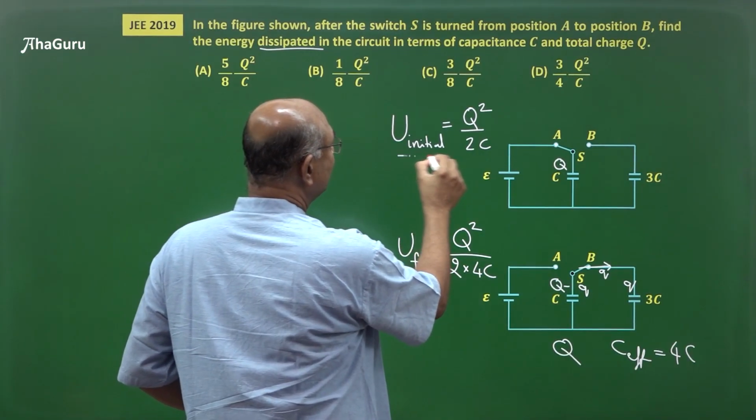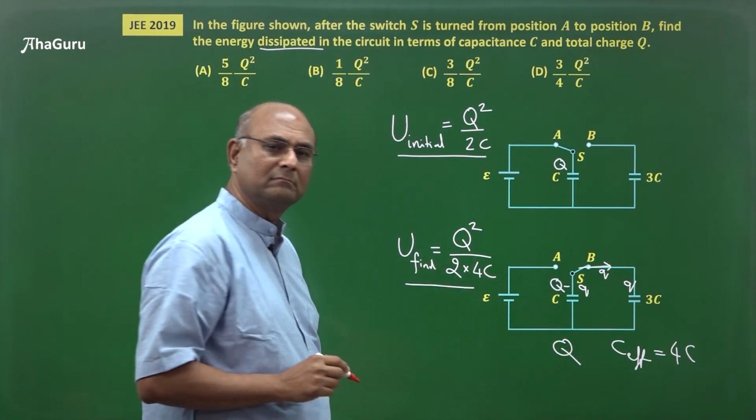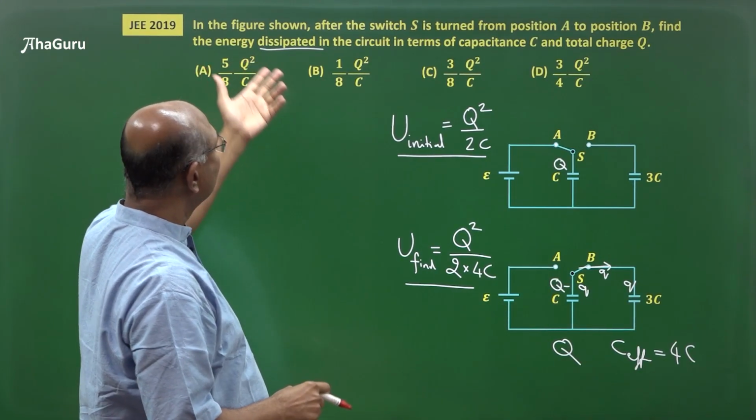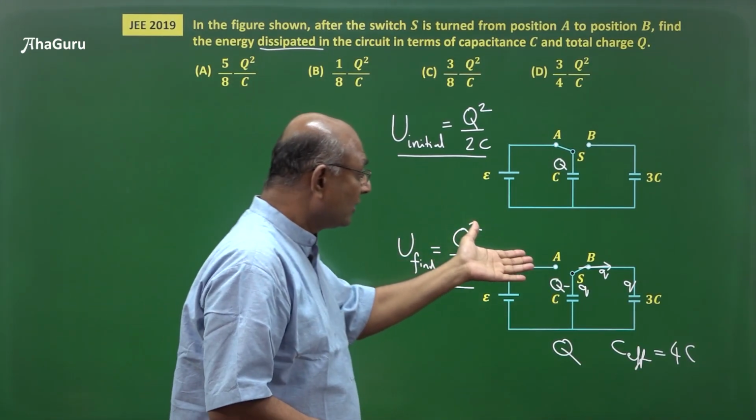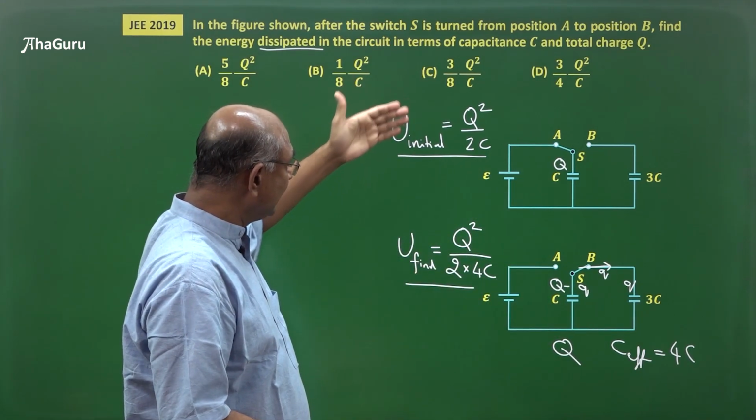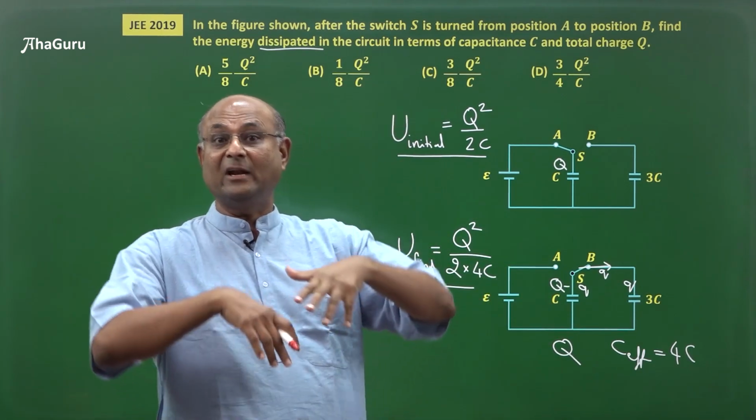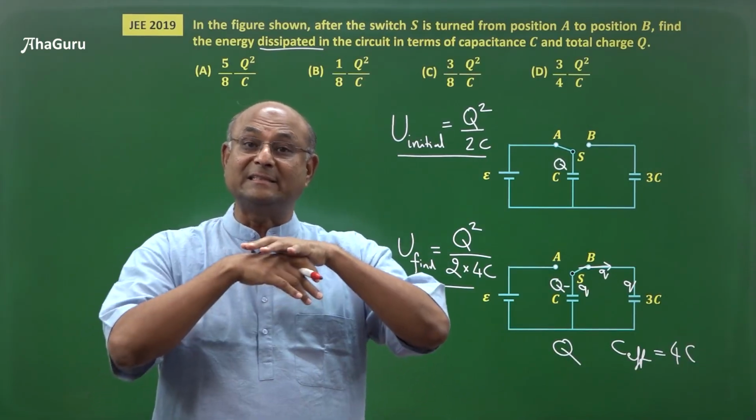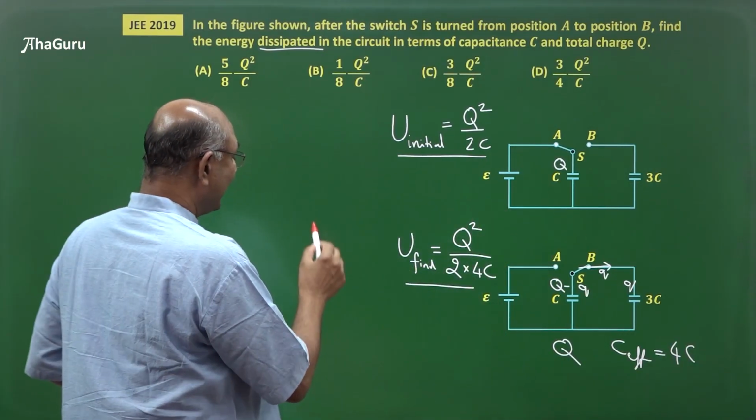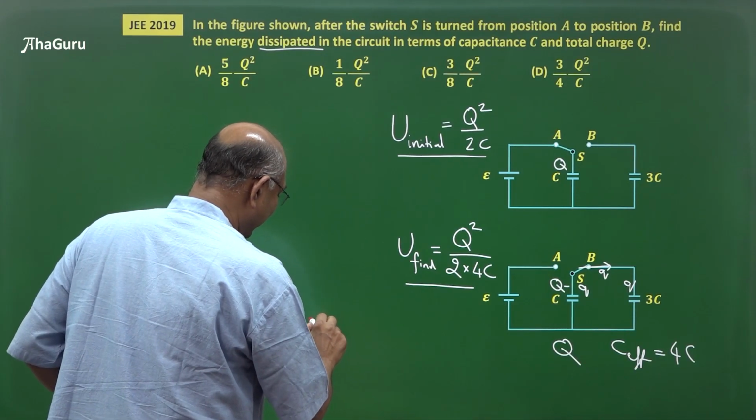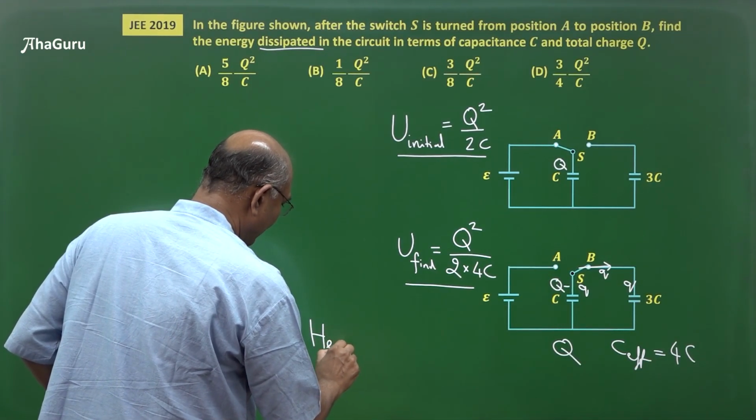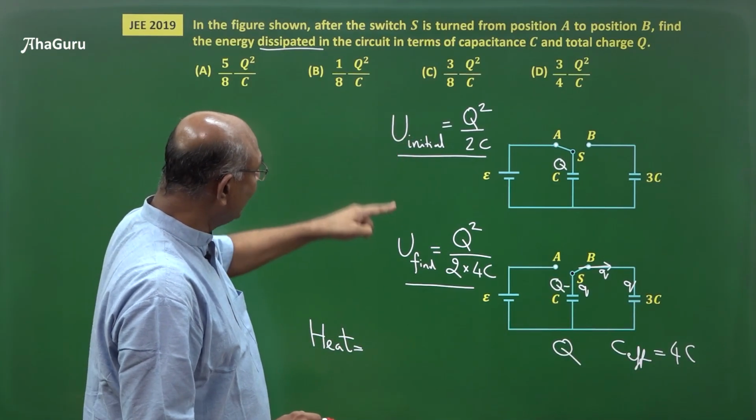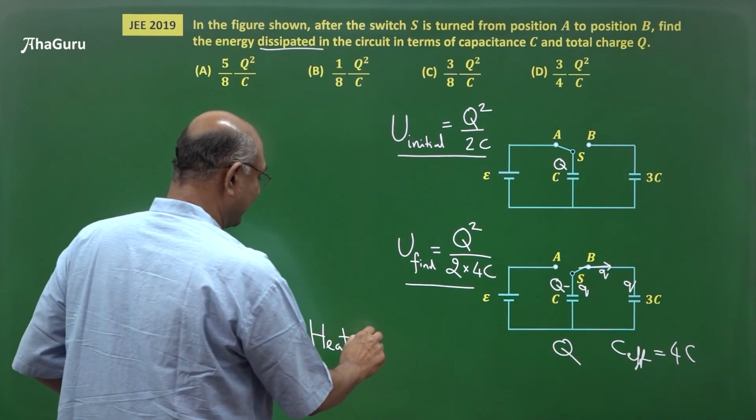So I know the initial energy, I know the final energy. What are we talking about? Energy dissipated. So obviously the initial energy minus final energy, that is the energy lost. What do you mean by lost? Energy is never lost. That is the energy that is dissipated as heat. So energy dissipated, which is basically heat. Heat is the energy dissipated. And so this must be U initial minus U final.